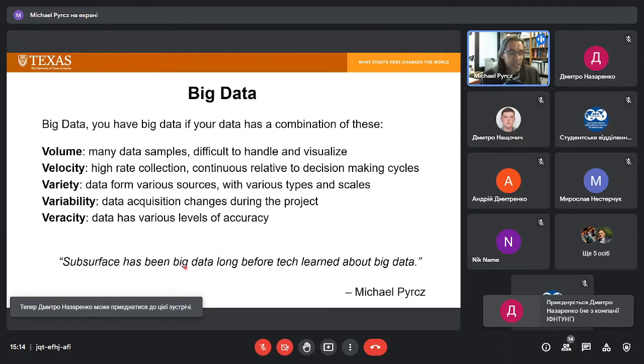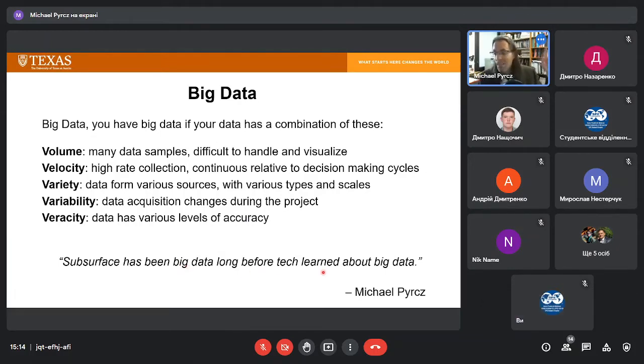The subsurface has been big data long before tech, Google, Amazon, anyone learned about big data. So what do I tell you? If you work in oil and gas, you're the original data scientist. You work with big data.